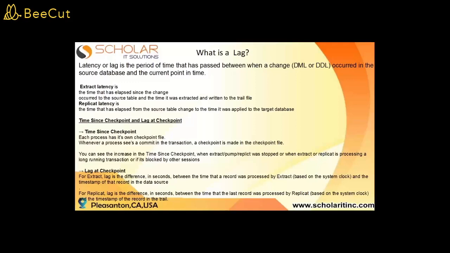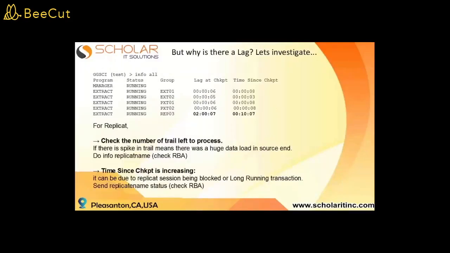All right. Now there are two important things. I hope all of you would have done info all, right? So here, what can we see? The program status group and these two points, lag at checkpoint and time since checkpoint. So what are these two? Let's see that. First, I'll show what is time since checkpoint.